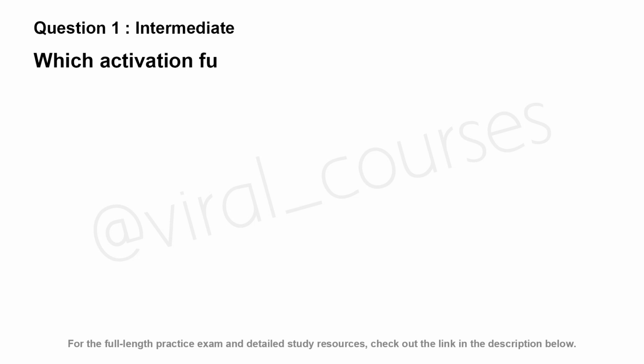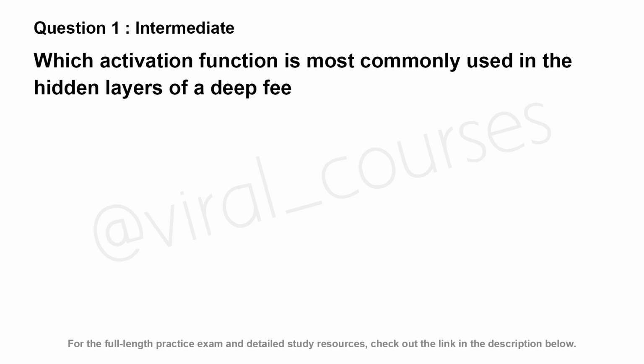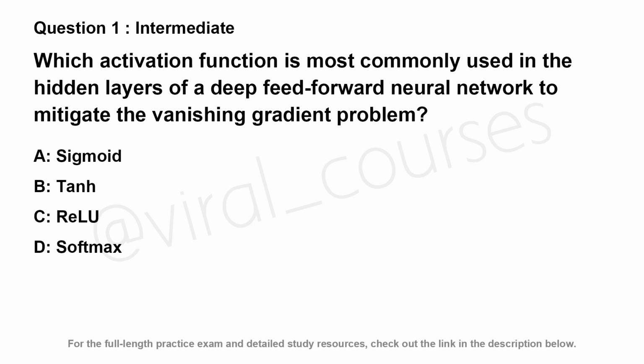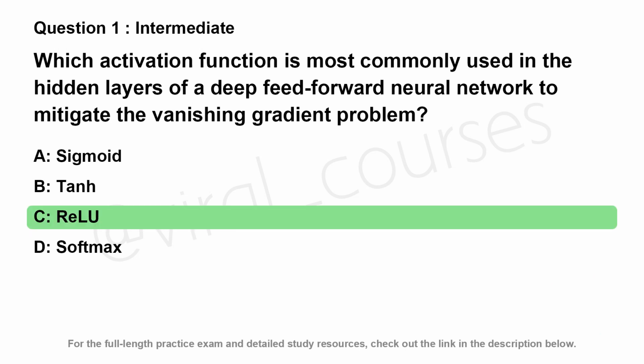Which activation function is most commonly used in the hidden layers of a deep feed-forward neural network to mitigate the vanishing gradient problem? Option A, sigmoid. Option B, tanh. Option C, ReLU. Option D, softmax. The correct answer is C.